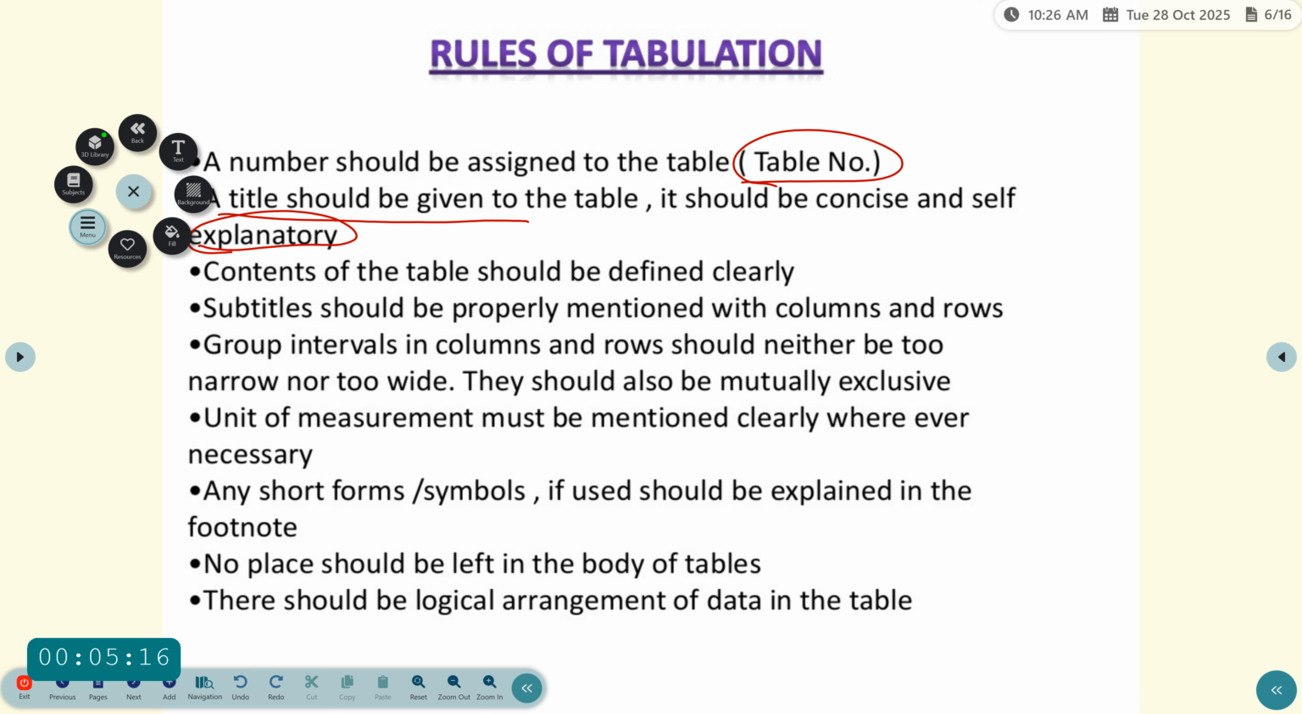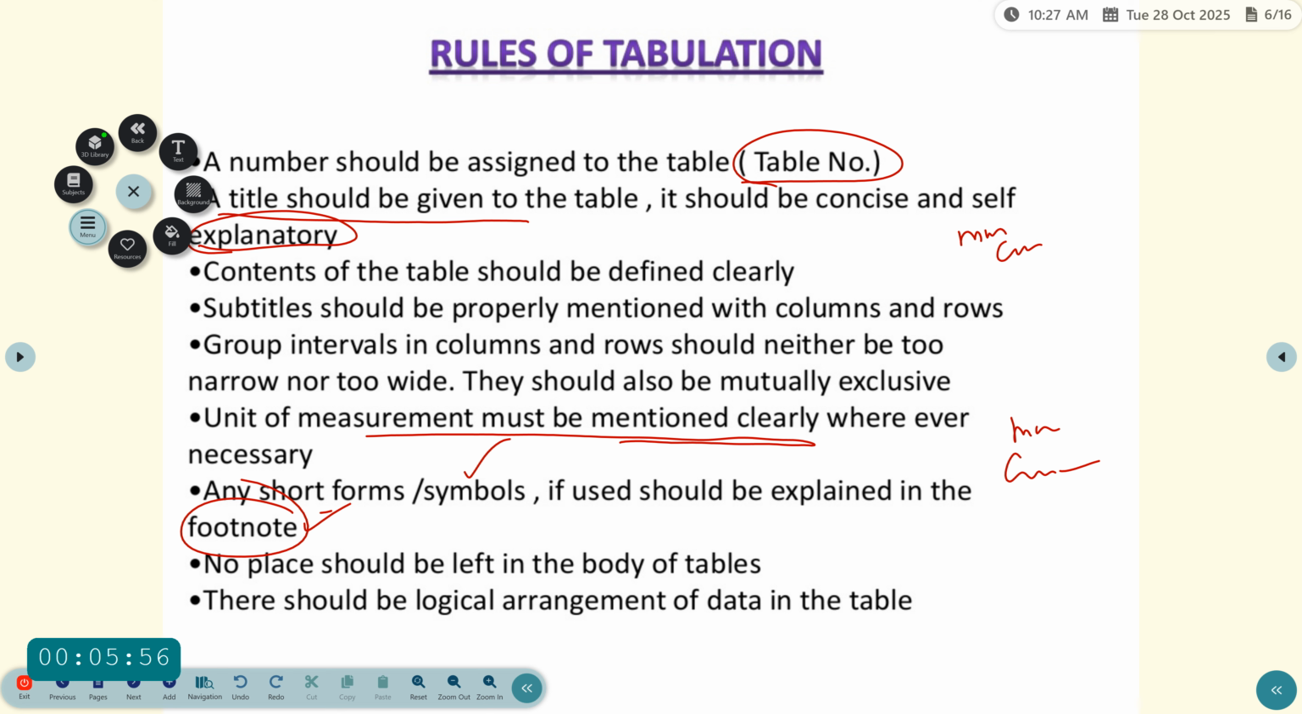Group intervals in columns and rows should be neither too wide nor too narrow. They should also be mutually exclusive. Units of measurement must be mentioned clearly wherever necessary. Any short forms or symbols we use in the table need a footnote. Suppose we are using mm in the table: mm is millimeter. If we are using cm, cm stands for centimeter. So if we use short forms or symbols, we have to mention the detailed expansion of the symbol in a footnote.